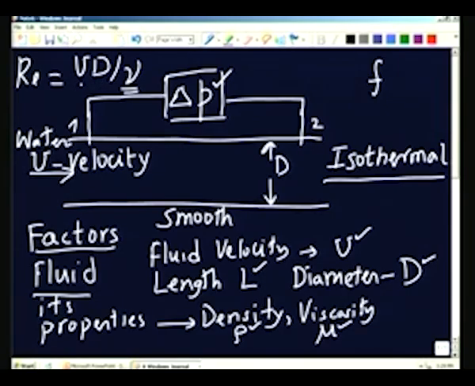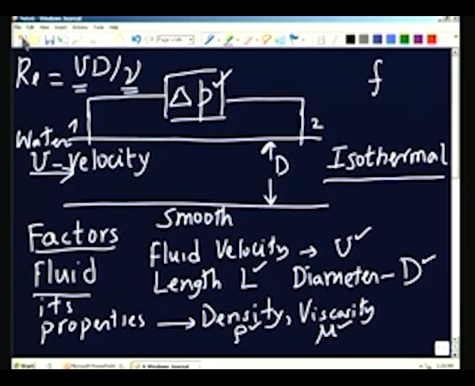U, of course, I can vary over a large range. If I have a good enough pump capable of pumping the fluid through the circuit, I can do it with low velocity by putting a valve, and then by opening the valve slowly, I can increase the flow rate and I can increase the velocity u. Therefore, u can be controlled or kept at any specified value over a fairly large range.